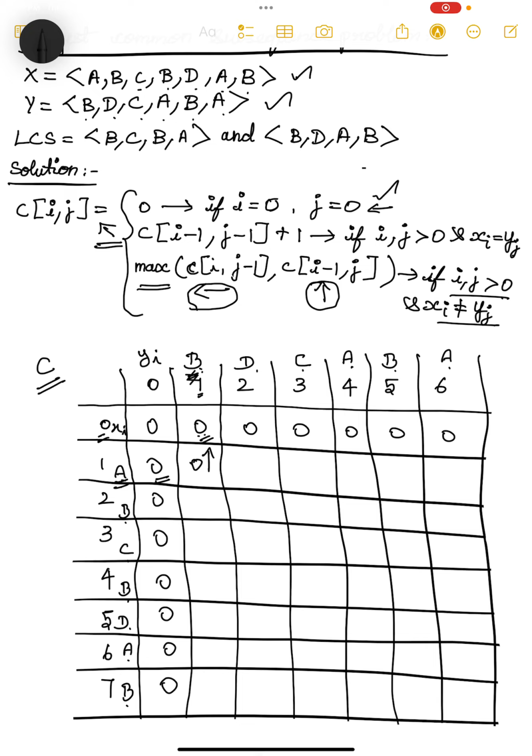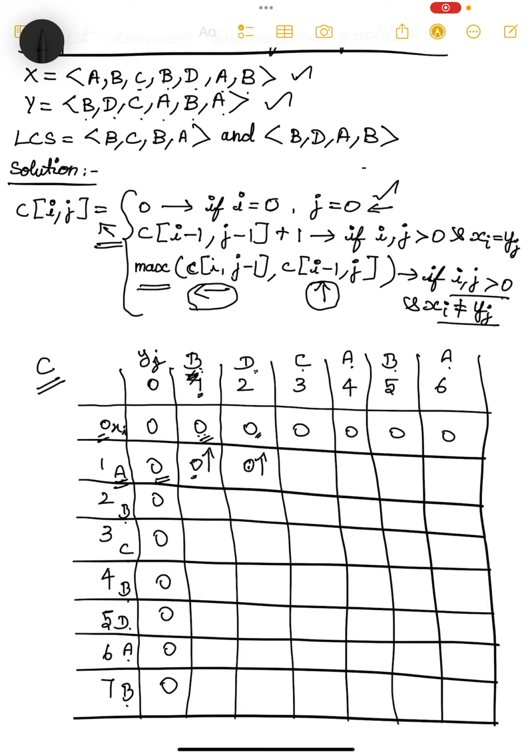Now see this particular element, we are going to fill this value. What is the j value? See, actually we have to represent this one as yj. Okay. So what is the yj value? It is D. Xi value is what? A. A and D are not matching. Both are not same. In that case, we take the same row, previous column value, and previous row, same column value. These two values we have to take and select the maximum among those two values. I am taking this value 0 and I am putting this up arrow.